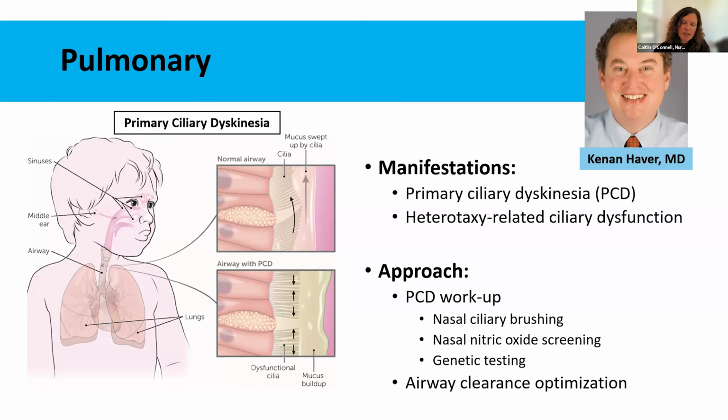And then another important factor in caring for these children is to optimize airway clearance. So we're actually about to launch an airway clearance regimen for all of our postoperative heterotaxy patients at Boston Children's, to be used in the CICU and in the step-down units. That's really exciting. More to come on that.